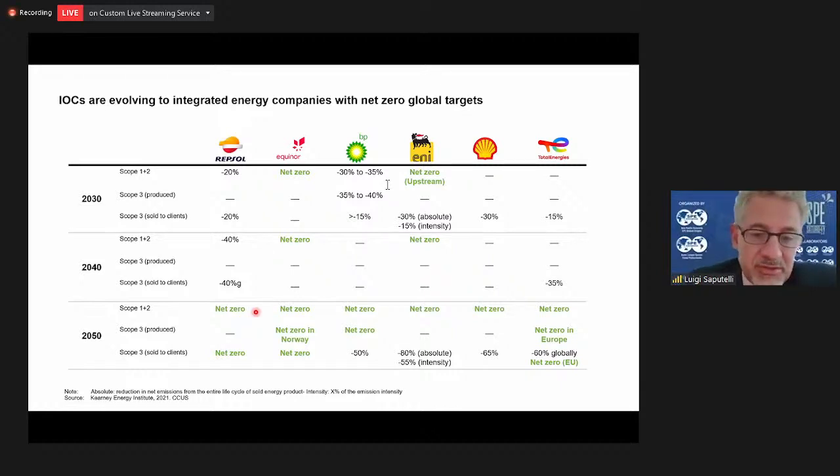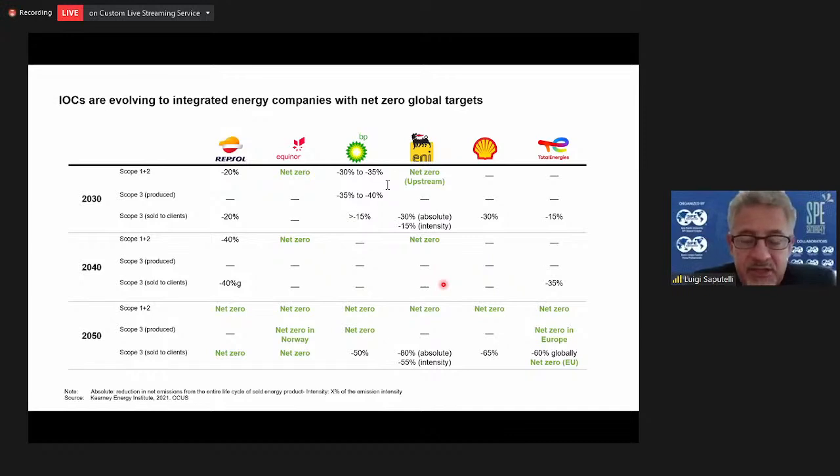Similarly, Equinor is pledging to be net zero. BP has claimed to be net zero and 50% on the scope 3. ENI, minus 80% and reducing 55% the intensity. Shell and Total Energies are pledging to be net zero in the EU. So these are big commitments and big numbers for the companies, IOCs claiming to reduce carbon emissions.